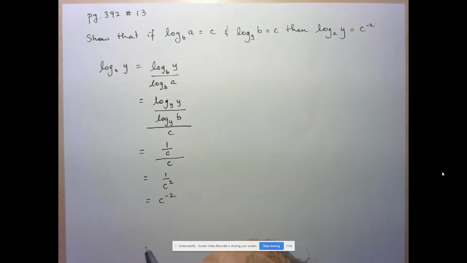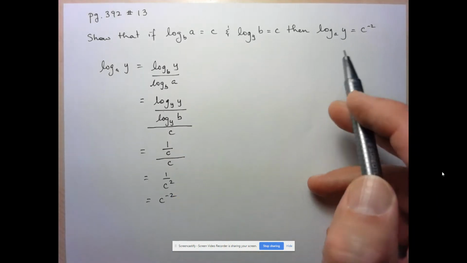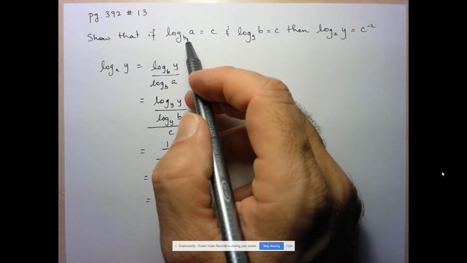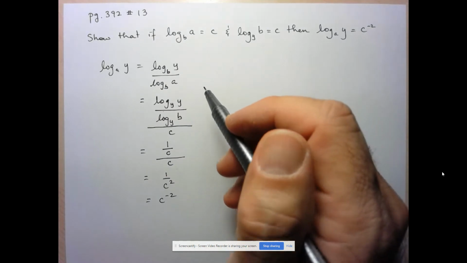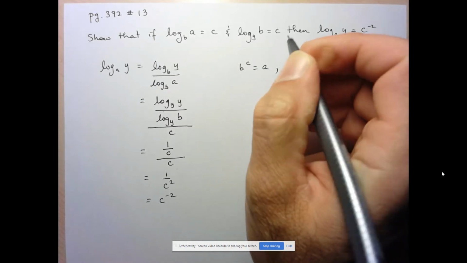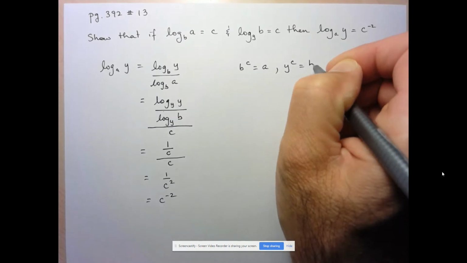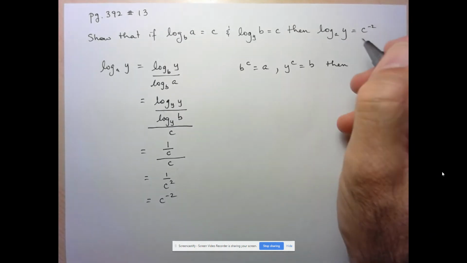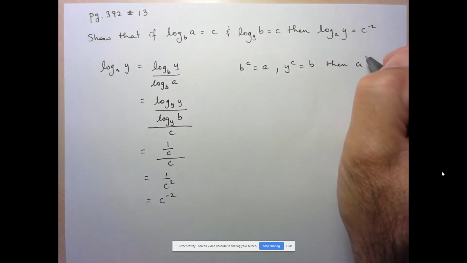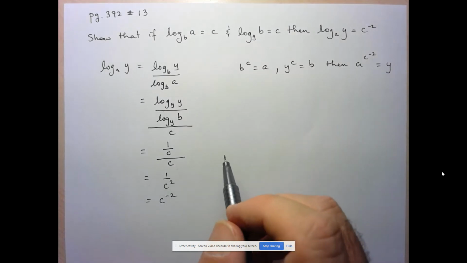All right, so let's look at the alternative, which is to take all these logarithmic equations and just turn them into exponential ones and see if that can get us to the answer. Let me start by turning them all into exponential equations. This would become b to the c equals a. This would become base y to the exponent c equals b. And we'd have to show that a to the c to the negative 2 is equal to y. So this is what we want to show.